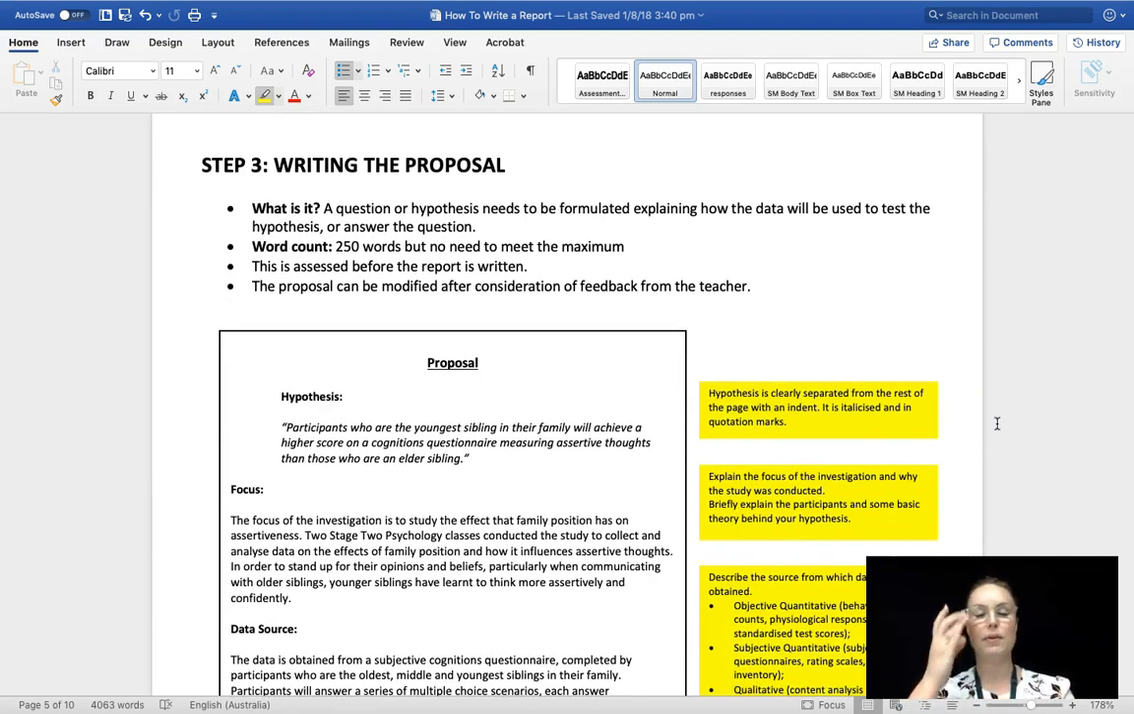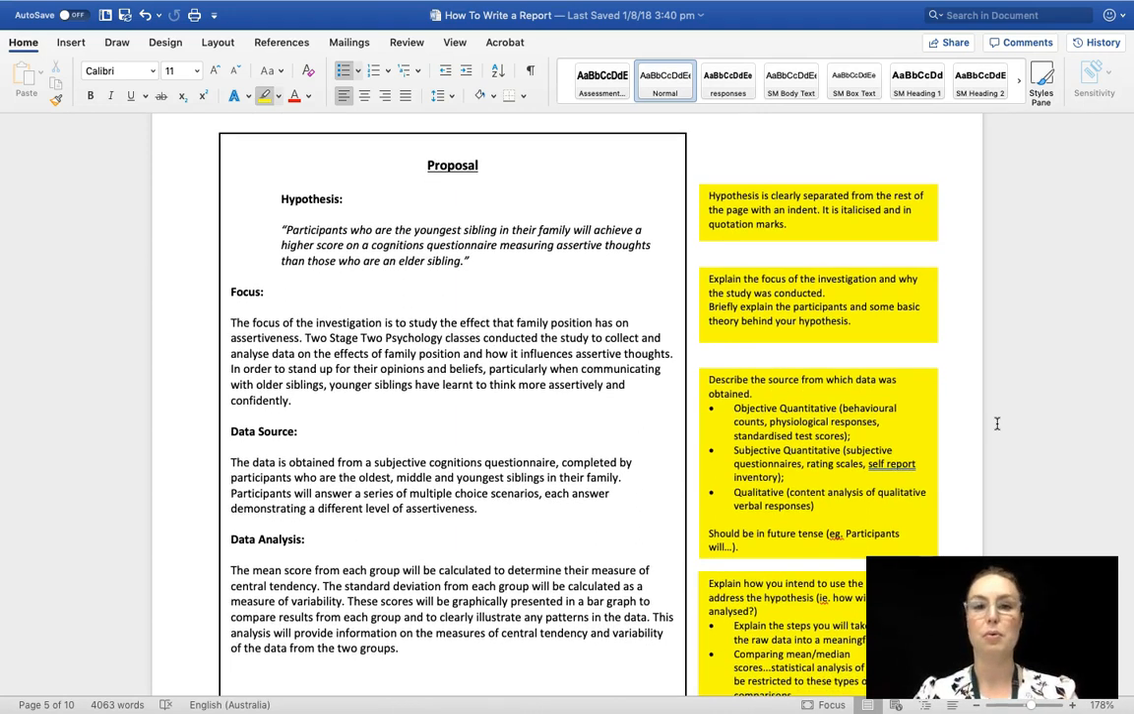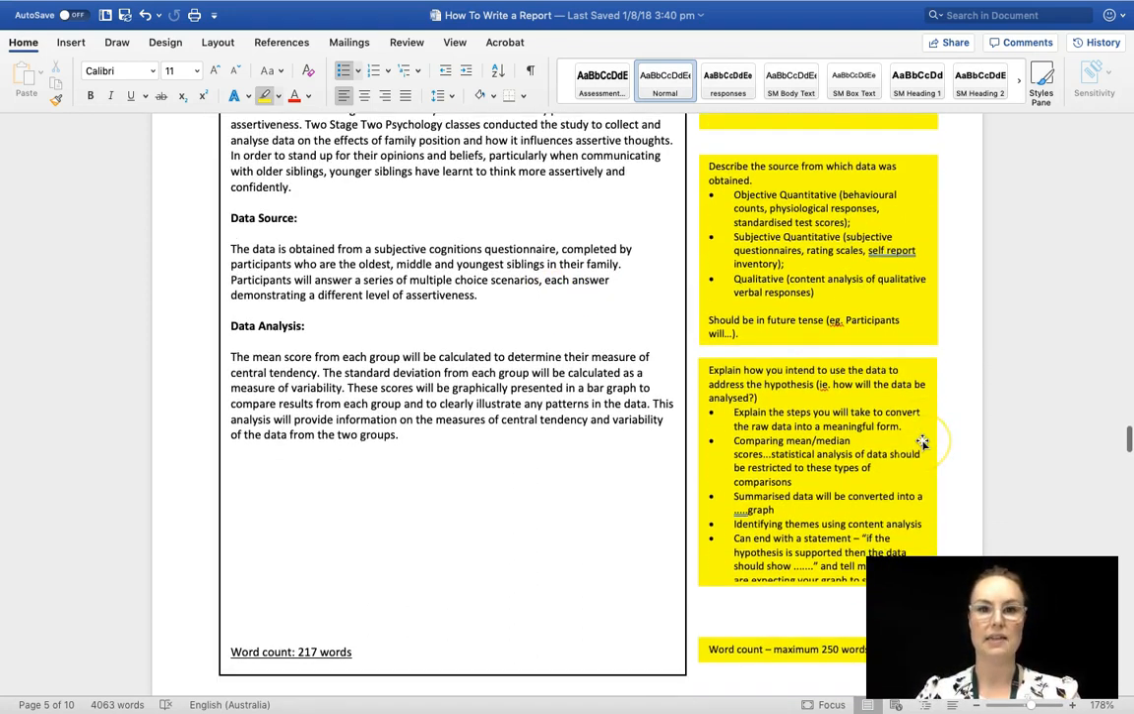Okay, now in terms of writing the proposal, I'm going to skip through that because I have a separate video on how to do the proposal. Obviously, it's going to be different for every kind of report that you do in terms of its content, so pay attention to what is in the yellow rather than what's in the example.